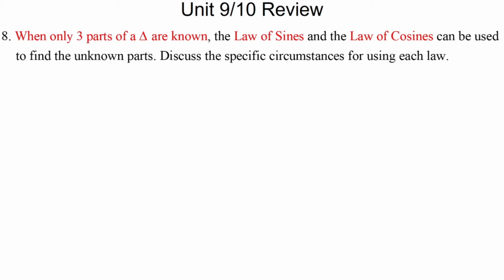When only 3 parts of a triangle are known, like we've been seeing over and over again on this review, the law of sines and the law of cosines can be used to find the unknown parts. Discuss the specific circumstances for using each law. In a nutshell, I know the rule: if I have 2 angles or I have side-side angle, I'm going to use law of sines, and be aware of the situation with side-side angle. Anything else, I'm going to use law of cosines.